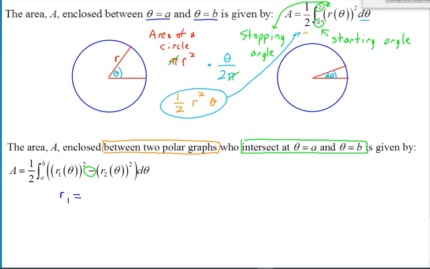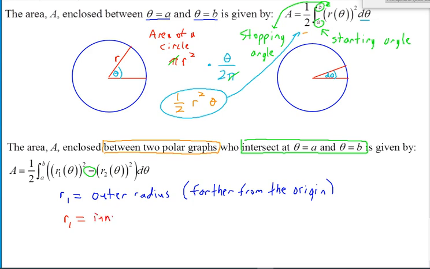It's going to look kind of similar to the disk method for rectangular coordinates, but that was for volume. This is for area. So, that's the outer radius, whichever curve is farther from the origin on the interval, that is the outer radius, R sub 1. And then you subtract the area of the one that's closer to the origin. So the inner radius is whichever curve is closer to the origin.